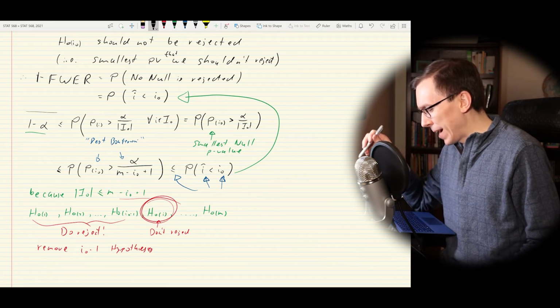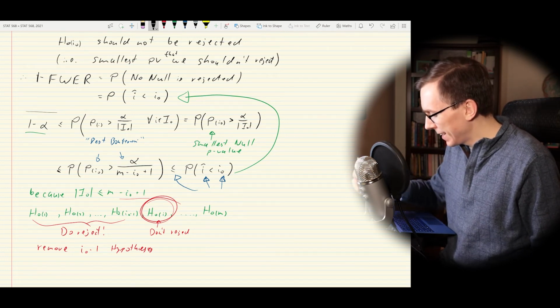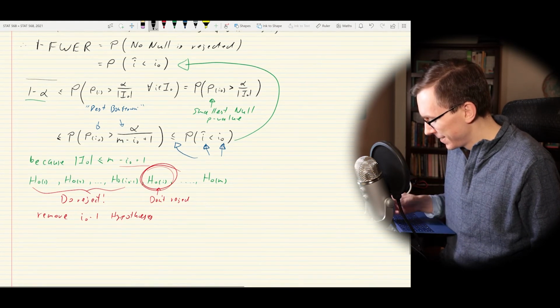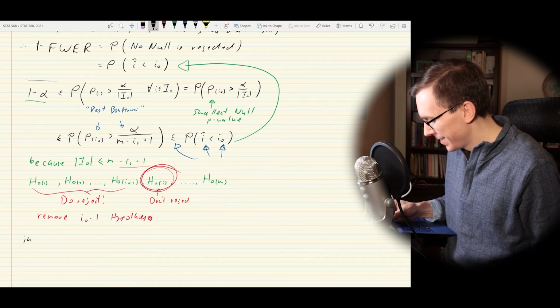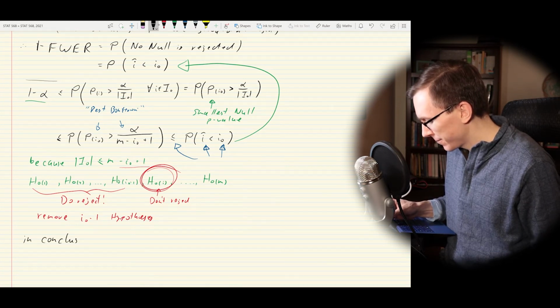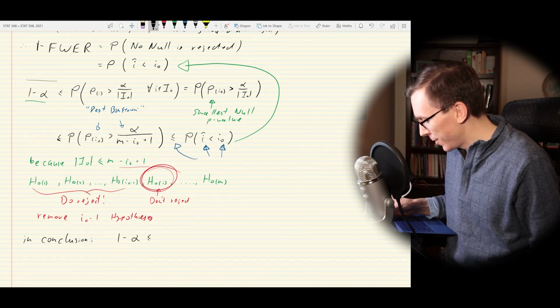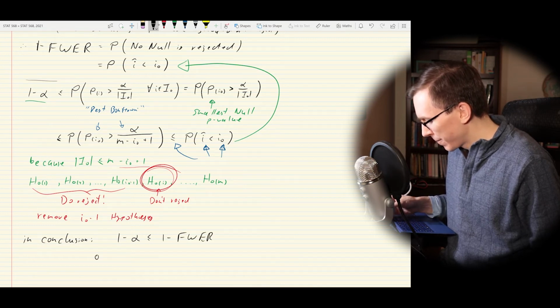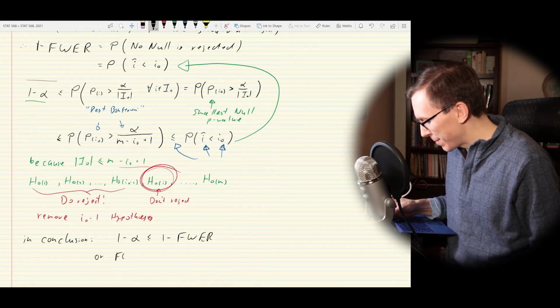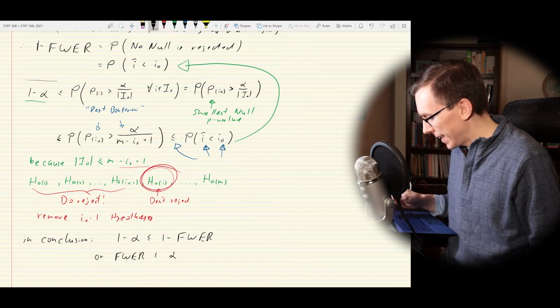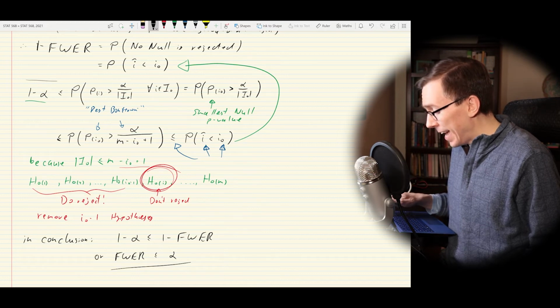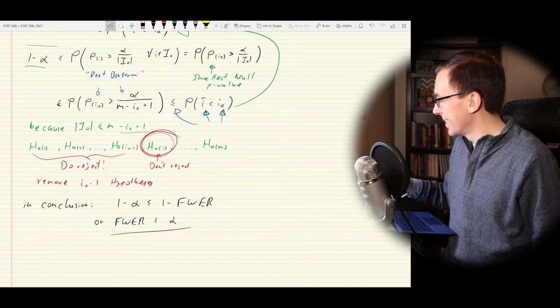Anyway, this is a little bit roundabout, but what we finally got here, in conclusion, is that 1 minus alpha is less than or equal to 1 minus the family-wise error rate, or by flipping things around, the family-wise error rate is less than or equal to alpha. Excellent. And that is Holm's method.